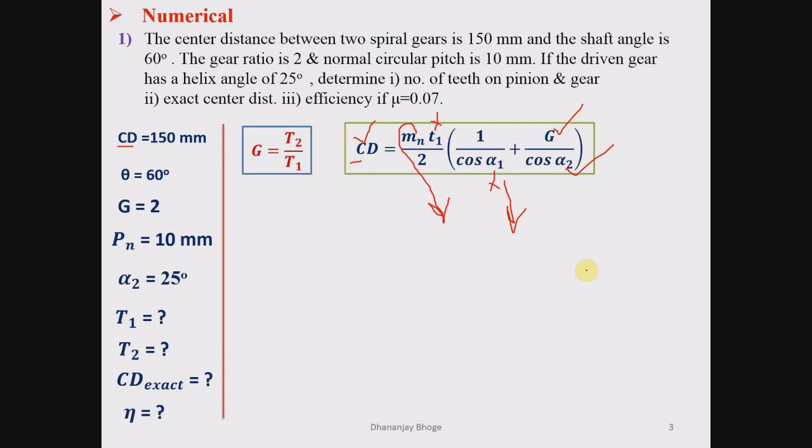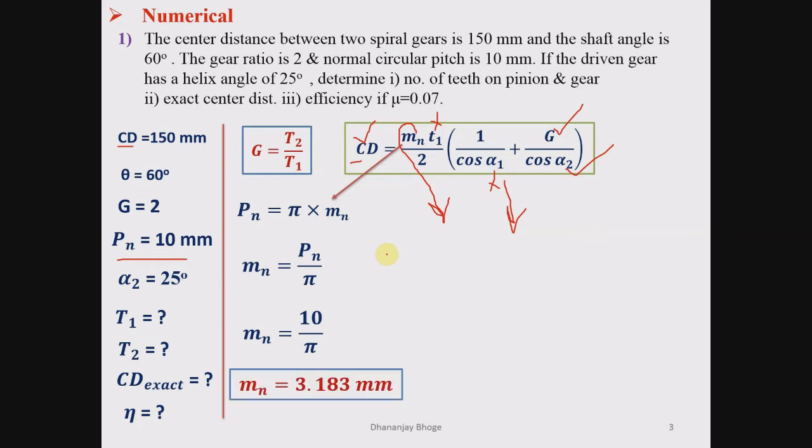Go through the given data. Normal pitch. Yes, normal pitch is given. Pn is equals to pi times the normal module. So mn is equals to किती आला? 10 divided by pi. 3.18. Very good. 3.183.